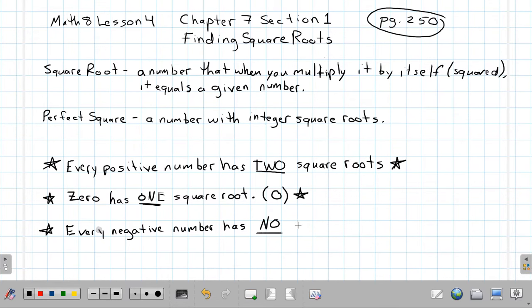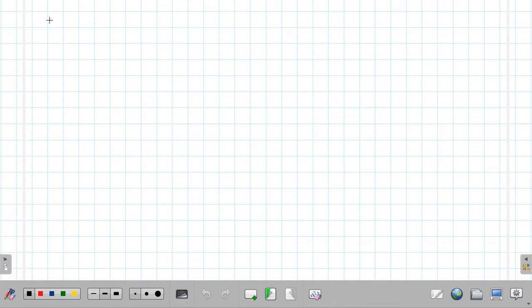Okay. That means actually negative numbers don't have any square roots, and we'll talk about why that is in just a minute. But let's go ahead and jump into the examples and see what we're even talking about by a square root. Okay. So let's look at example 1.